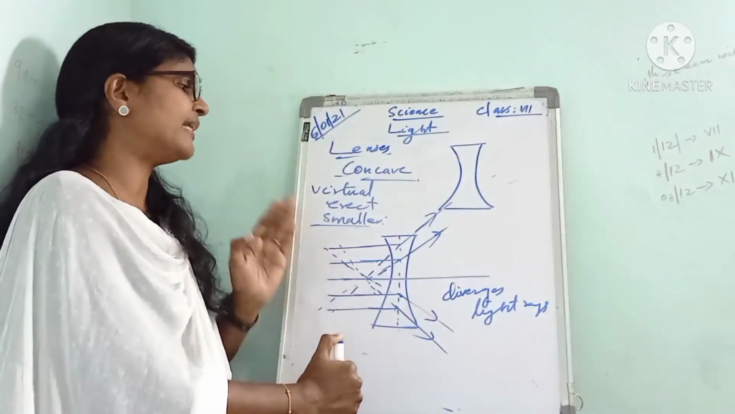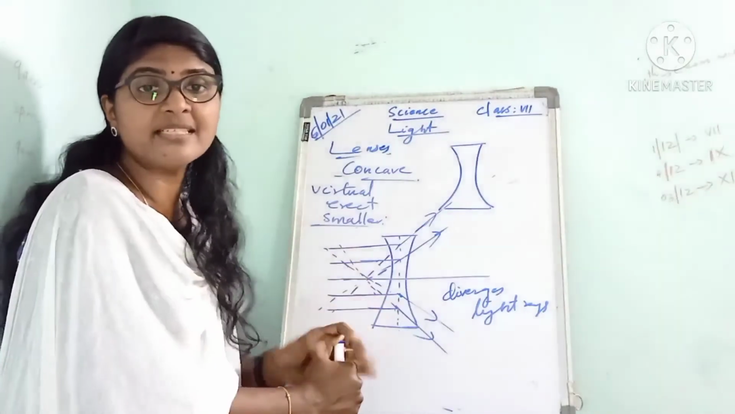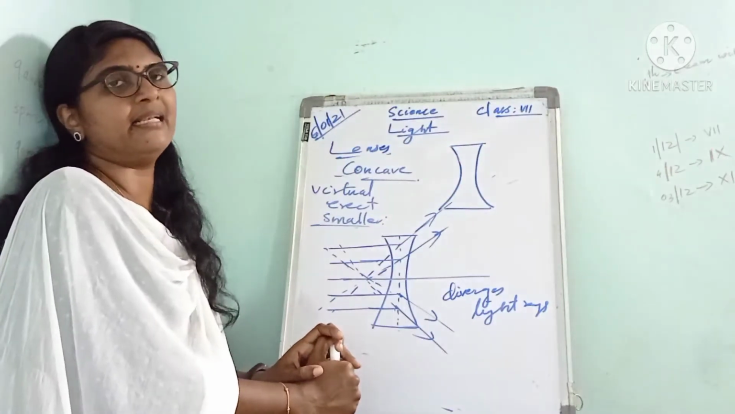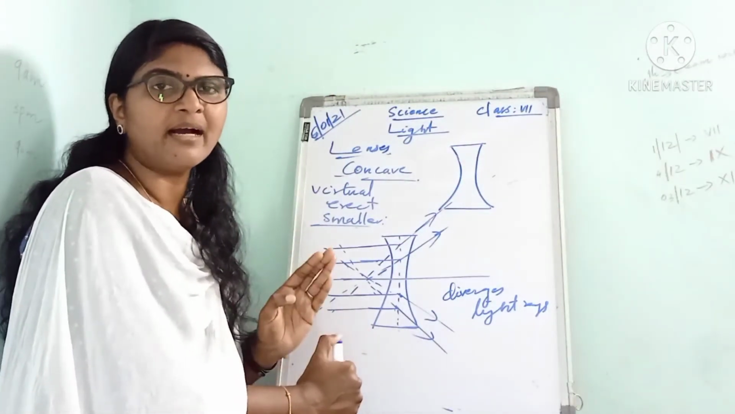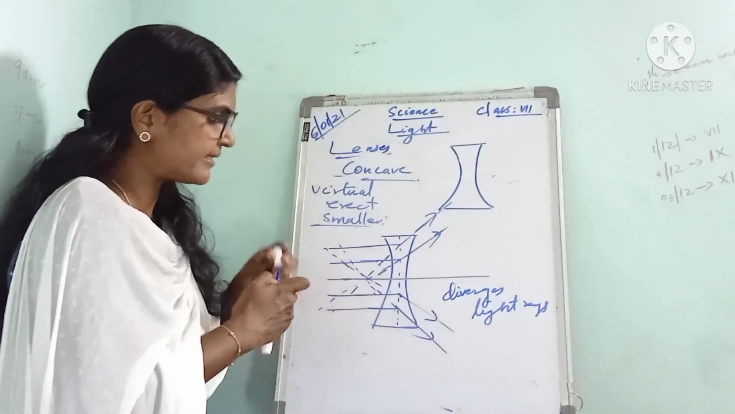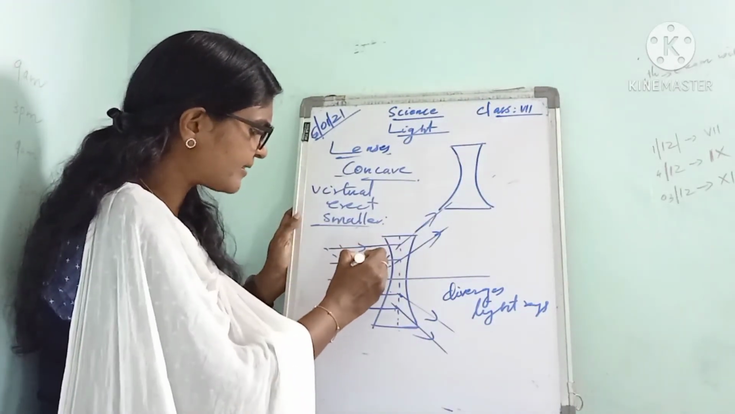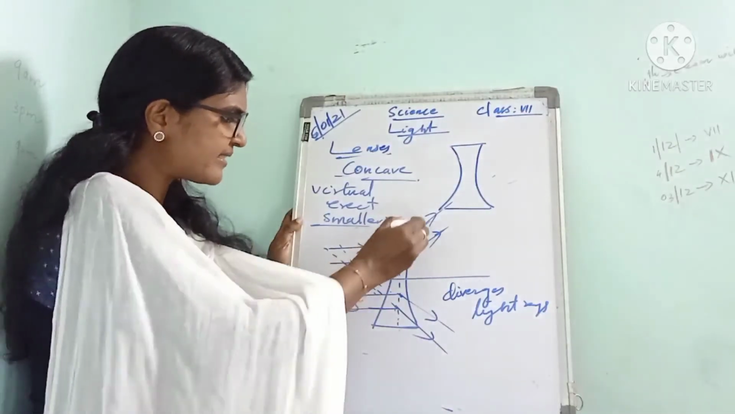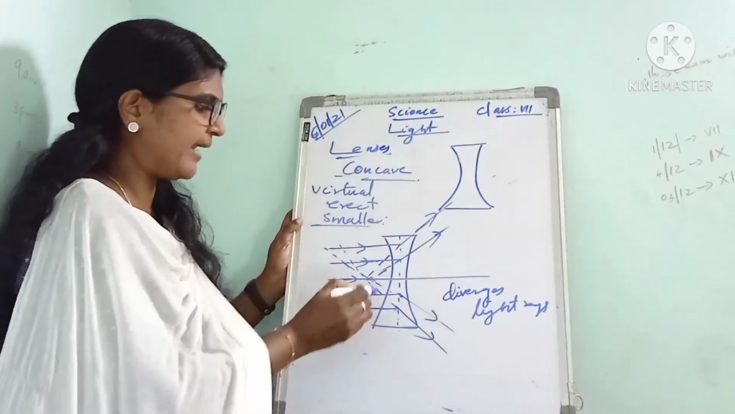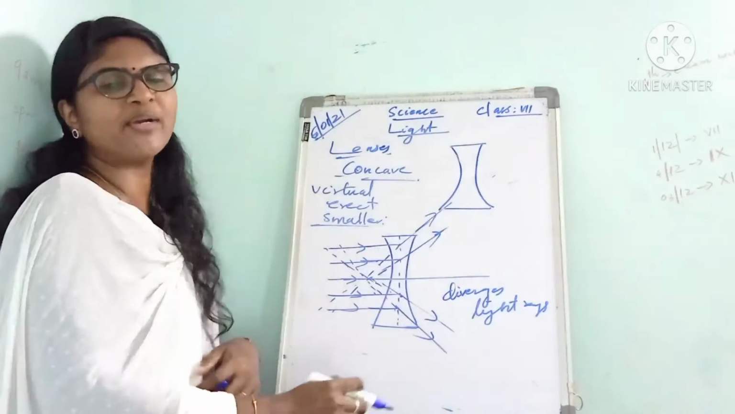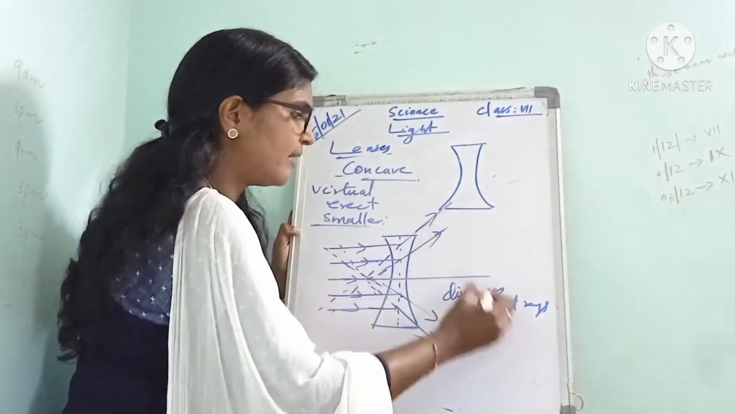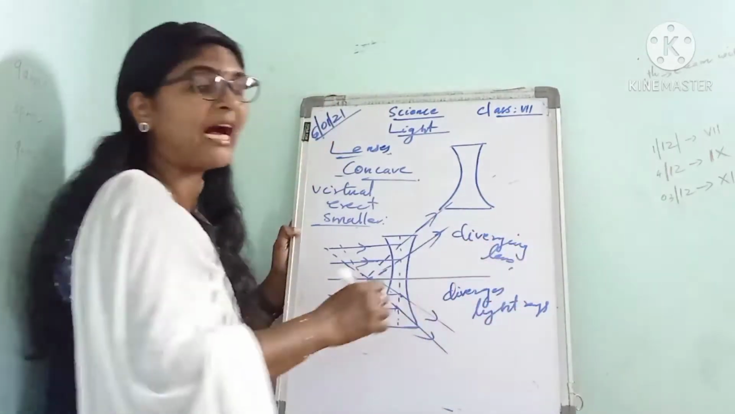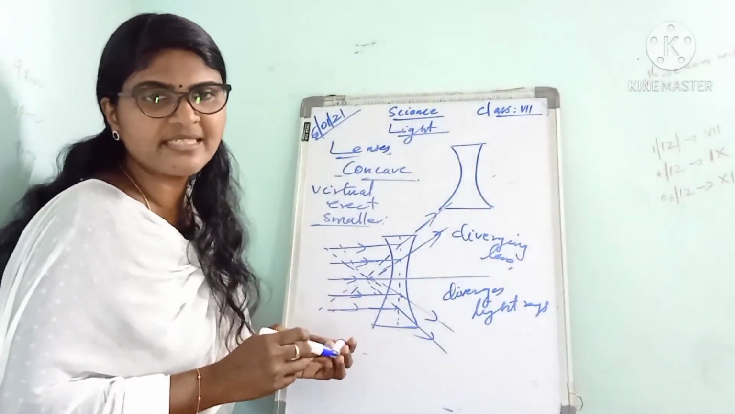Then let's see how the concave lens diverges the light. The concave lens diverges the light rays. That means it bends light outward, like this. When we pass light through a concave lens, it bends light outward. That is why it is called a diverging lens. A concave lens is called a diverging lens because it bends light outward.